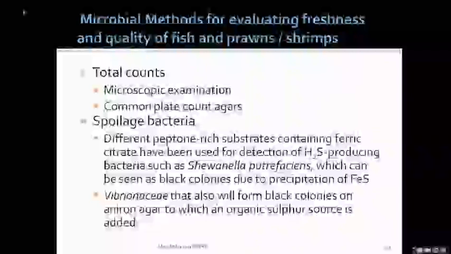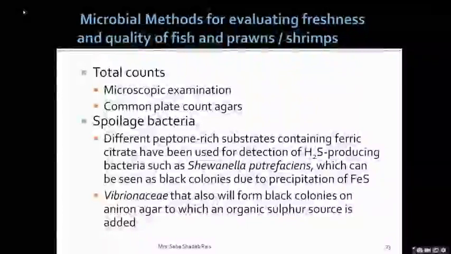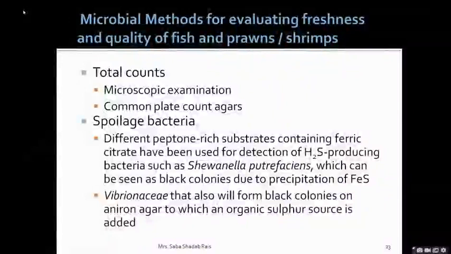About the spoilage bacteria, as I told you, Shewanella putrefaciens can be seen as black colonies when we plate that bacteria. Why does this happen? Because of the precipitation of ferrous sulfide. In the same way, another bacterium, Vibrio, will also form black colonies on iron agar, so the presence of that particular bacteria can be detected.